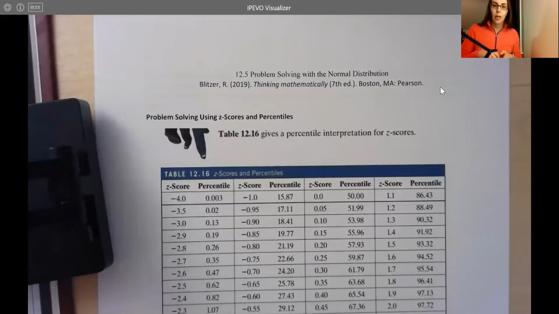Hi everyone. So now we're going to do a little bit more work with z-scores and actually look at some applications there as well. There are actually a lot of applications with z-scores, so we're just touching on really the tip of the iceberg here with some of the work that we can do with them.